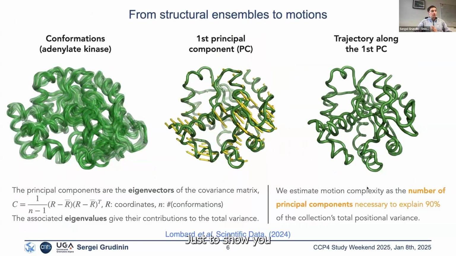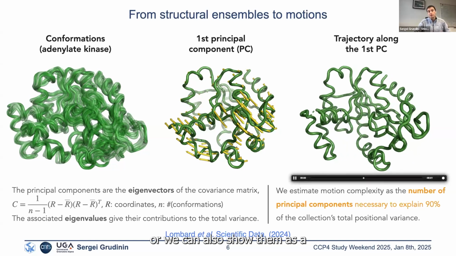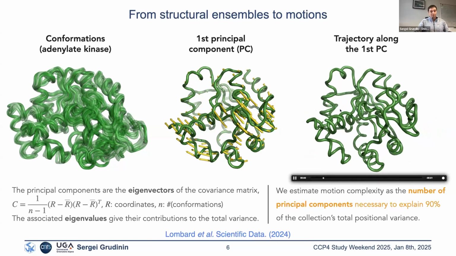Just to show you some examples of the conformational collections. For the adenylate kinase, it looks like on the right. Our idea was to interpret the conformational heterogeneity using positional covariance and continuous linear motions. These motions are computed using the covariance matrix. They can be represented using the arrows as shown in the middle, or we can also show them as a trajectory.